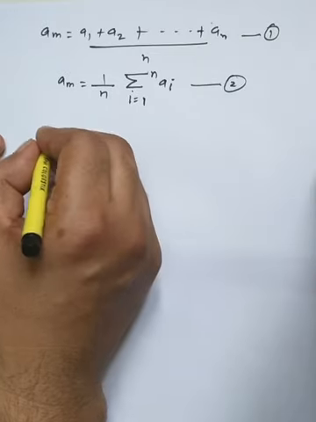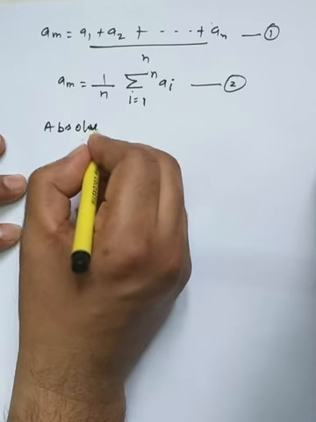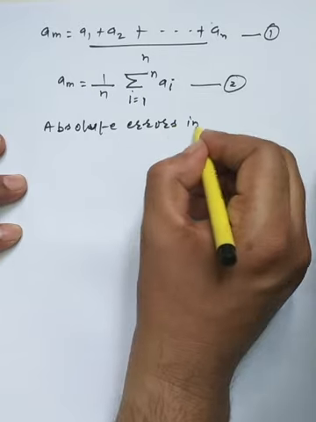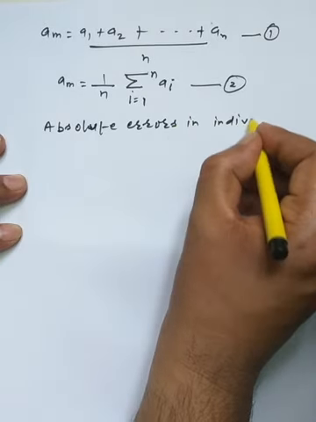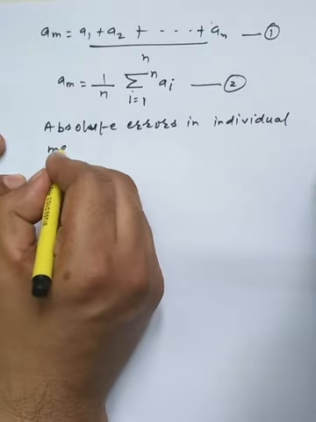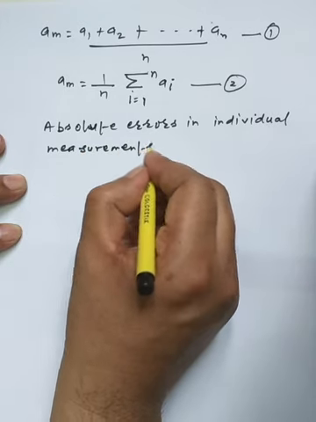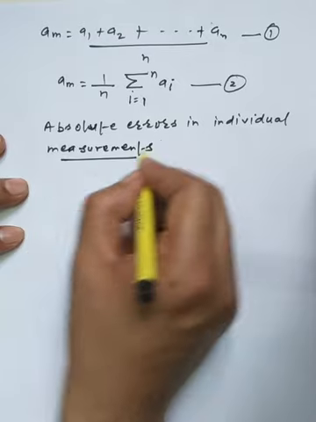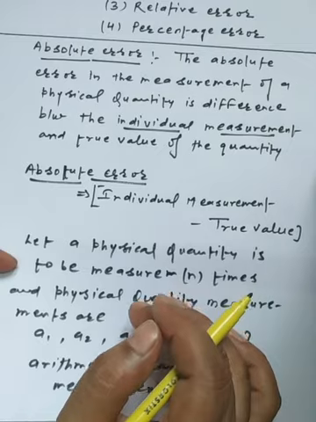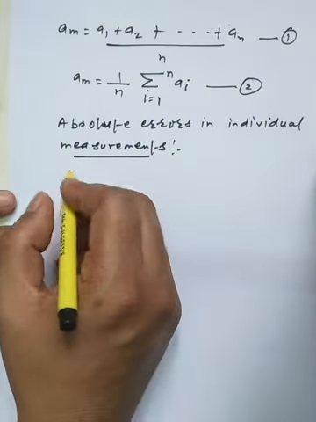Now, absolute error in the individual measurement. By the definition we have already discussed, it is simply the difference between the individual measurement and the true value. How we represent it is an important part.